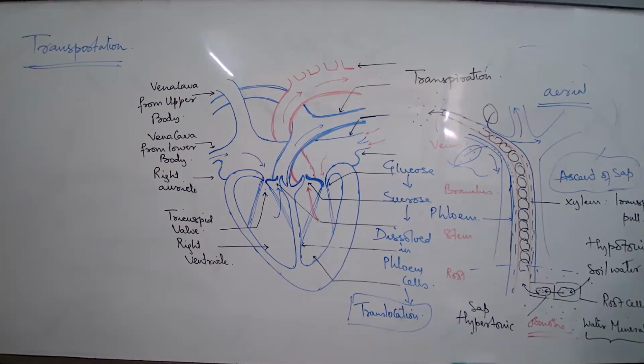The tracheids and vessels are primary cells involved in the movement of the water. Full stop. Next point.